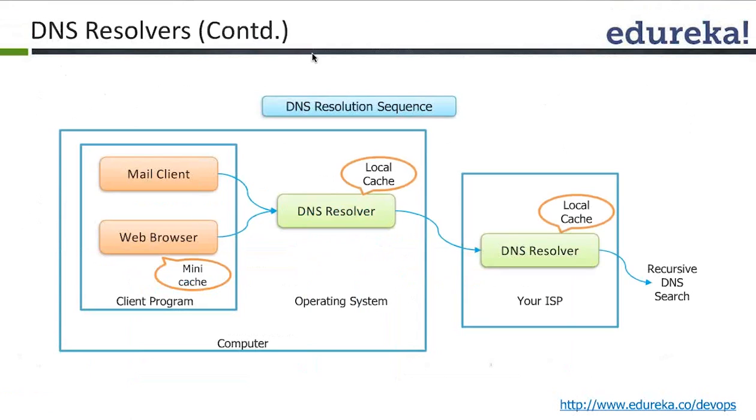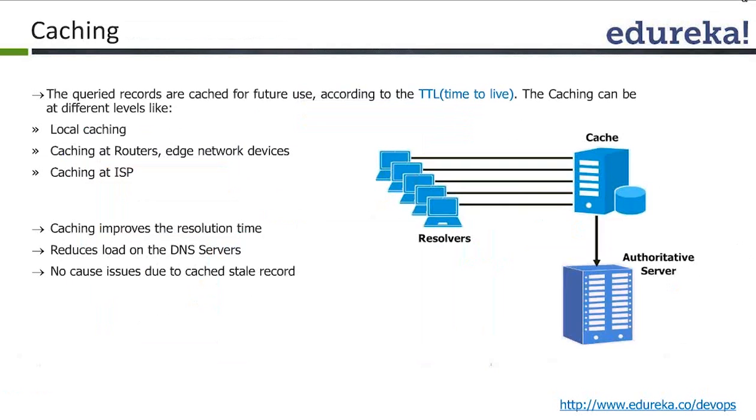Okay, so this is a pictorial representation of how the whole resolution happens. Your web client or mail client, the DNS resolver, looks in the local cache. If not found, it connects to your DNS server. It could be an ISP or your local one, and then the recursive search, the whole thing, starts. So I guess now this is pretty much clear to all.